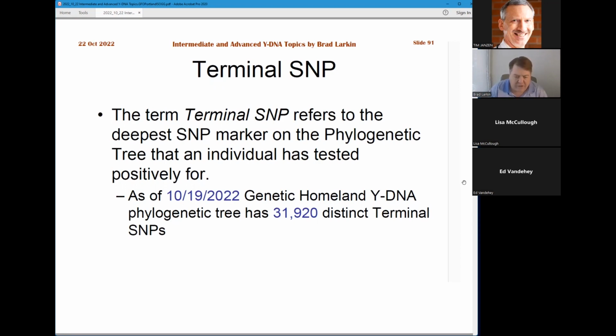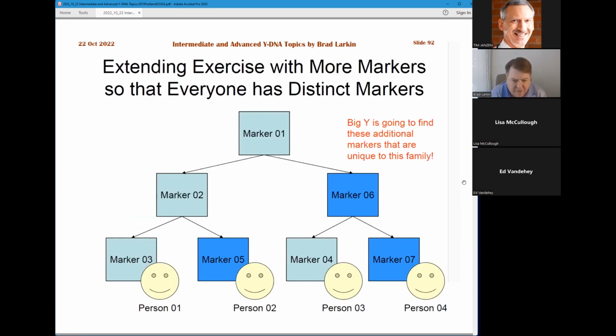So as of a couple of days ago, we had 31,920 distinct terminal markers on the Y-DNA tree. If we extend this exercise and we test more and more markers so that everyone has a distinct difference, meaning they have a marker that nobody else has, and that's what the Big Y and the Next Gen test are doing. They're extending the marker counts from 111 STRs to 20 million, 11 million or more SNP markers. So now we're able to get much deeper trees, much deeper branches, and to get a unique SNP for just about everybody, and certainly for every family group.